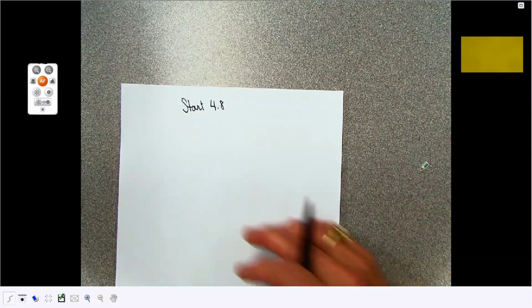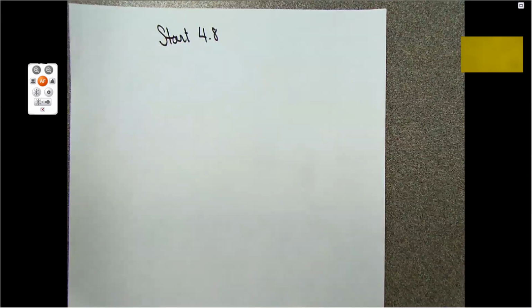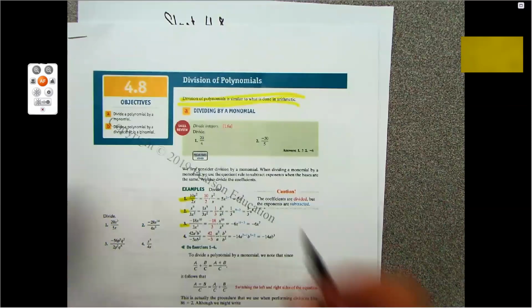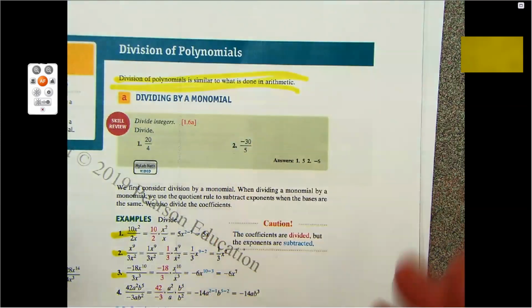All right, hello, and today we're going to start with section 4.8. We've been defining polynomials with our polynomial terms, mono, bi, and tri, and then four or more as polynomials. We've been adding, subtracting, multiplying, and of course today we're going to divide polynomials. Division of polynomials is similar to what is done in our simple arithmetic.